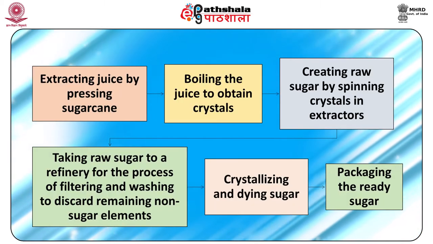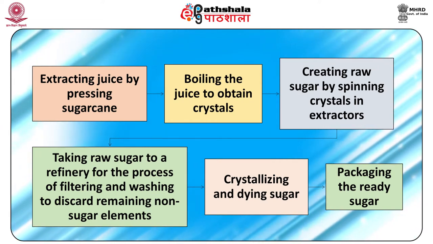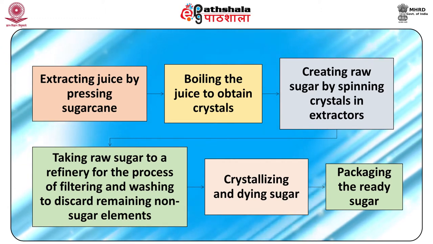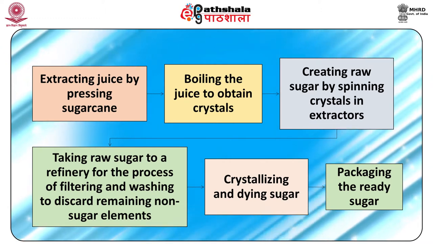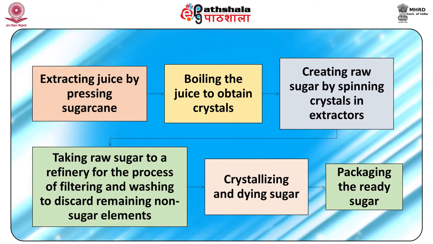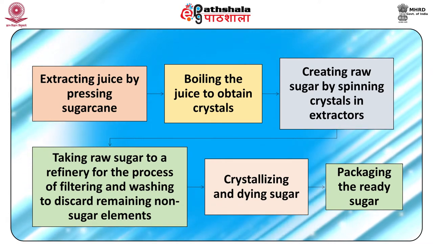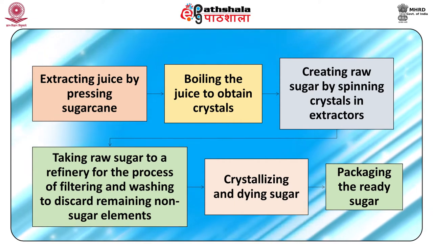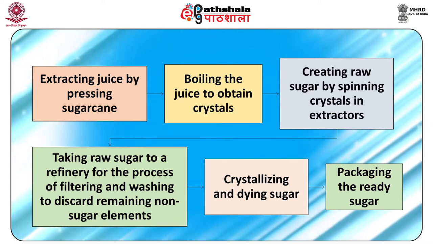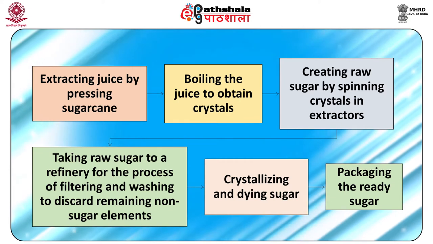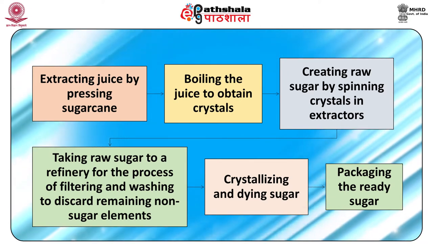There are several steps involved in the manufacturing of sugar as shown in the figure. Extracting the juice by pressing sugarcane, boiling the juice to obtain sugar crystals, creating raw sugar by spinning the crystals in extractors, refining the raw sugar by the processes of filtering and washing to discard the remaining non-sugar elements, crystallizing and dyeing the sugar, and finally packaging the ready sugar.